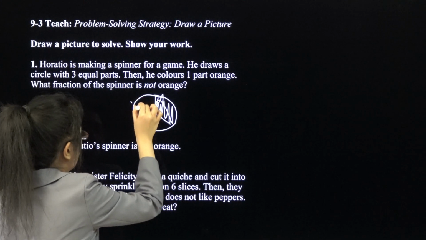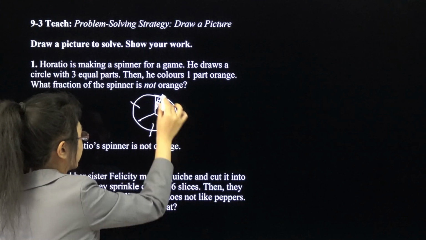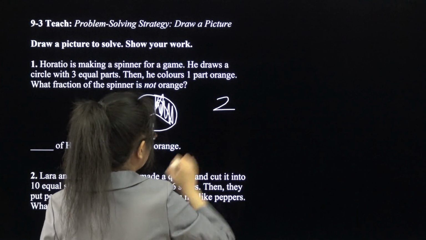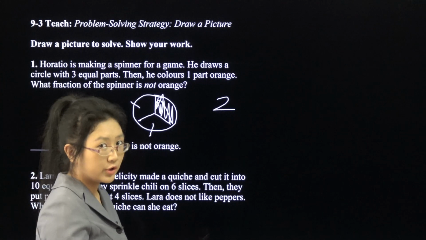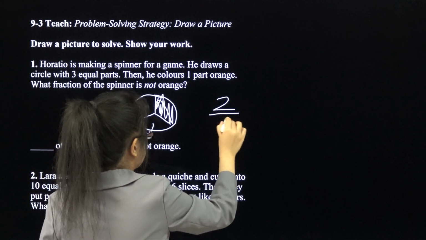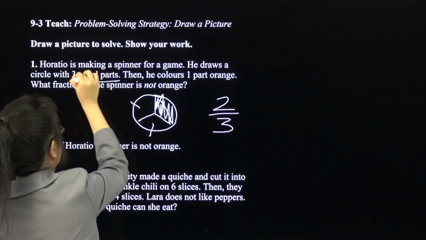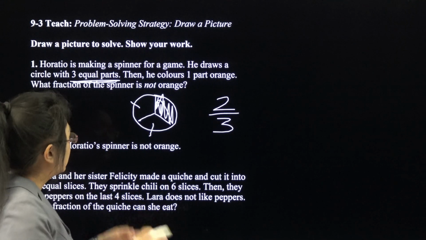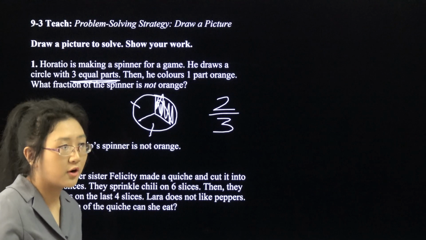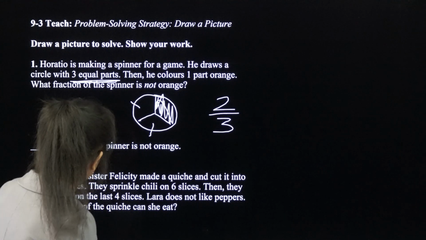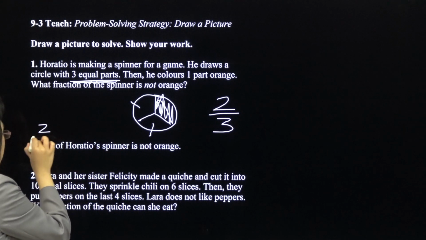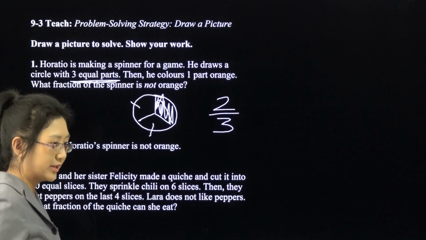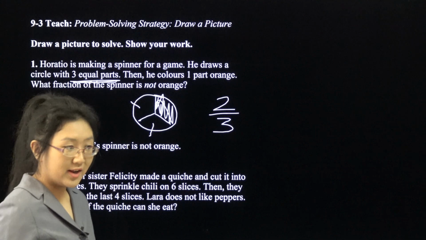So we have, what fraction of the spinner is not orange? Okay, so that's 1, 2, because the shaded part is orange. So that'd be 2 over how many parts are there in total? 3, because it says right in the question. So that'd be 2 over 3, or 2/3 of the spinner that isn't orange. So 2/3 of Horatio's spinner is not orange. Okay, let's move on to the next question.